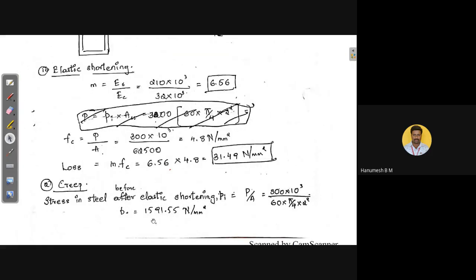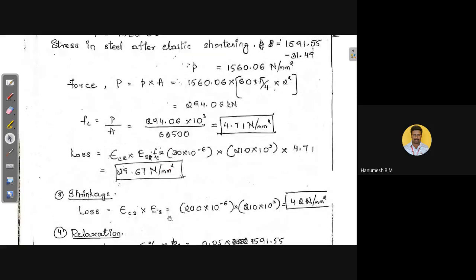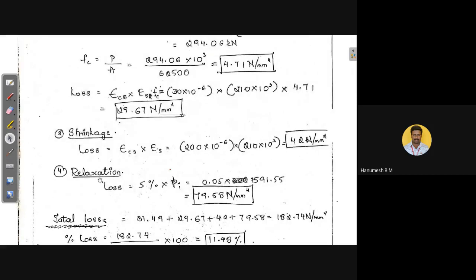It is 1591.55. In this value, 5% loss must be eliminated. That is due to relaxation of the steel. 5% of the initial stress in the cable, 5 divided by 100, which is equal to 0.05. 0.05 into initial stress 1591.55, which is equal to 79.58 Newton per mm square.